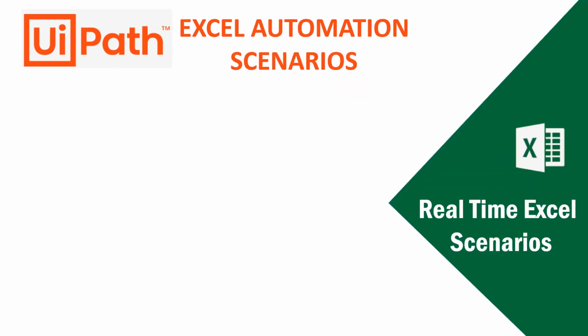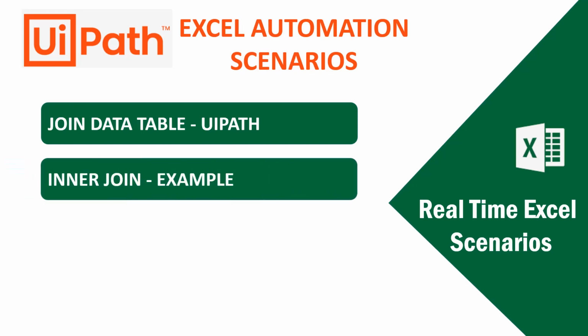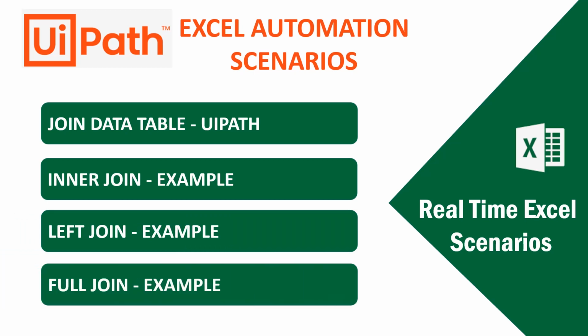Having said that, let's see the agenda for this video. In this video, we are going to see the different types of joins which are available in UiPath Studio. Here we are going to see the inner join with the help of an example. The next join which we are explaining is the left join. And at the end we are going to see how a full join works with the help of an example. We will try to see each and every join with the help of an example and how we can utilize the same with the help of Excel.